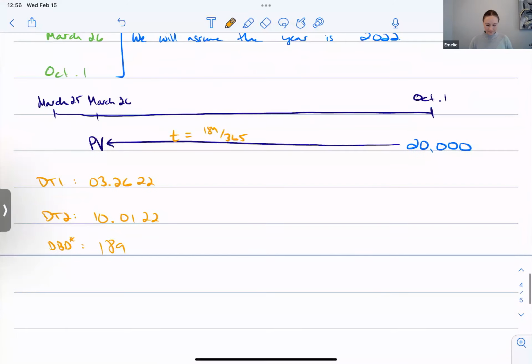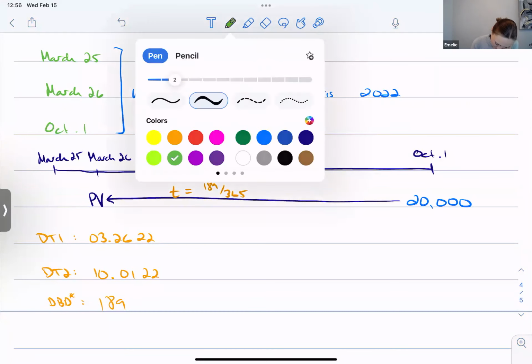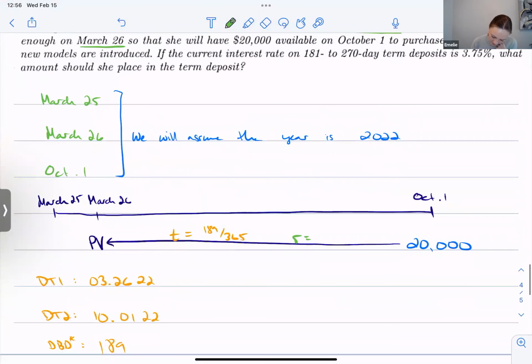So 189/365. Another thing, we need to have the rate somewhere on here. So I'll just put it on this arrow here. One hint is that the days between dates has to be somewhere between 181 and 270. Right, 189, so we're good. And because there's no other rates given, the rate is 0.0375.